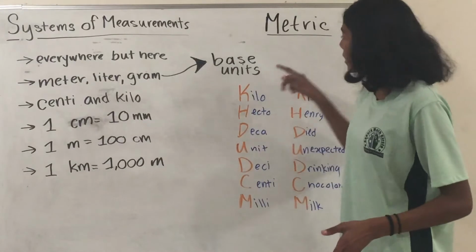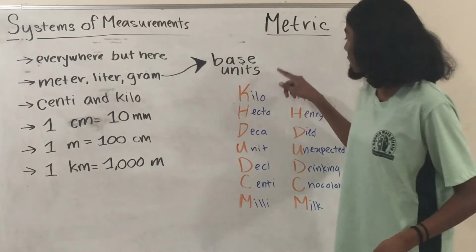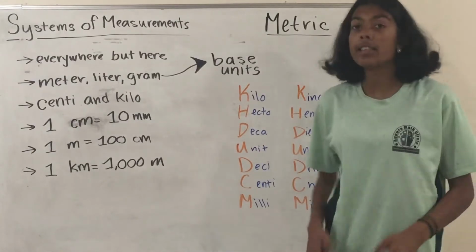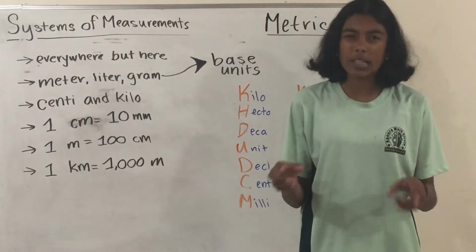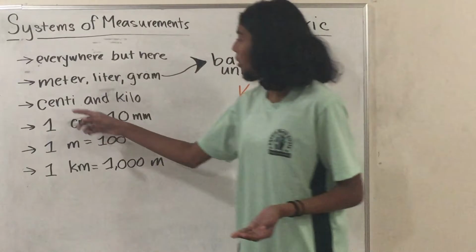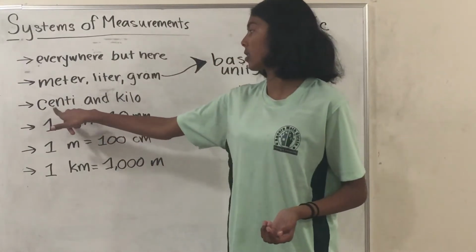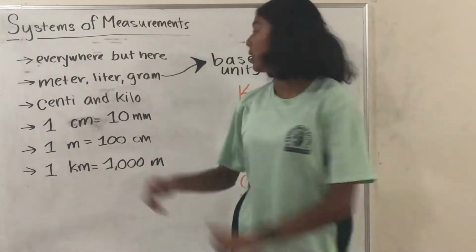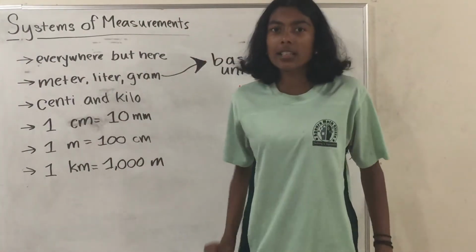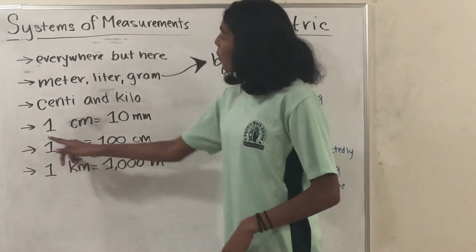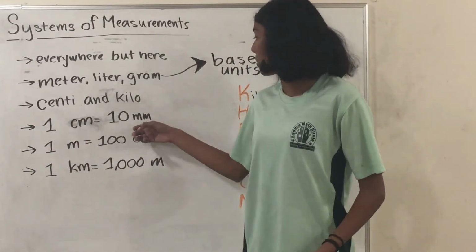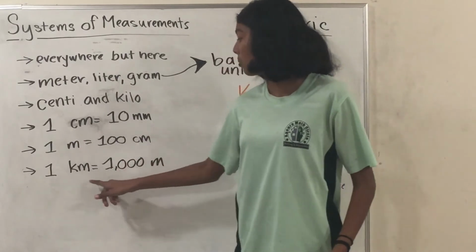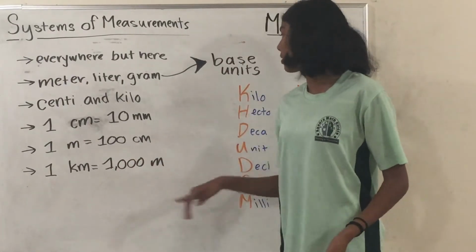So these are our base units, and in front of these base units we have prefixes, as in half words that go in front of a word. The most common prefixes are centi and kilo. Kilo is used for the big ones, and centi is used for the teeny tiny measurements. 1 centimeter is equal to 10 millimeters. 1 meter is equal to 100 centimeters. 1 kilometer is equal to 1,000 meters.